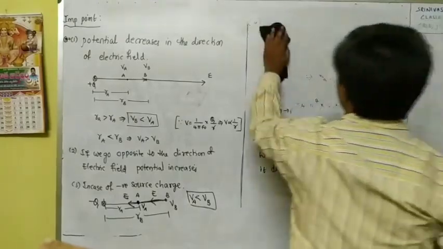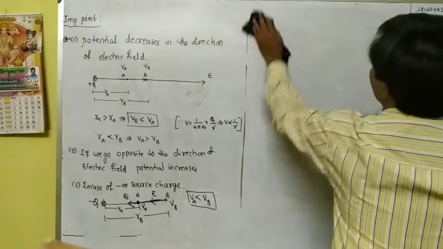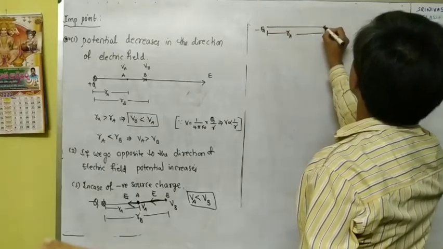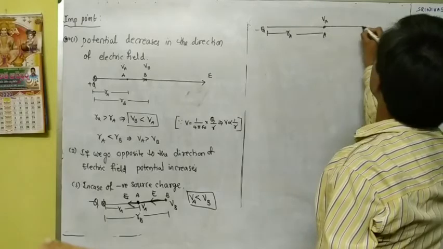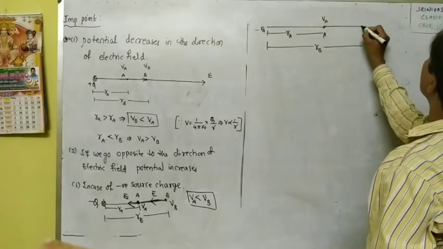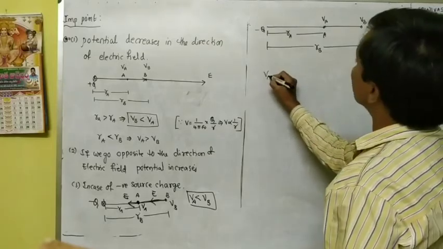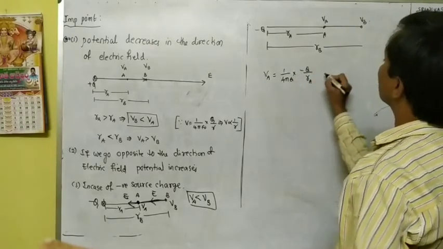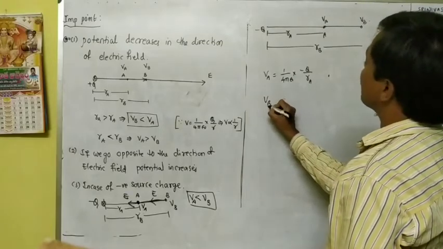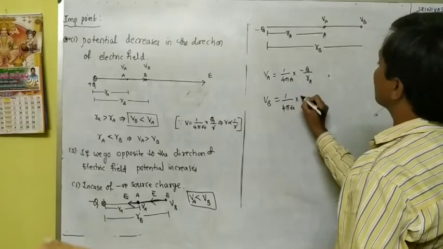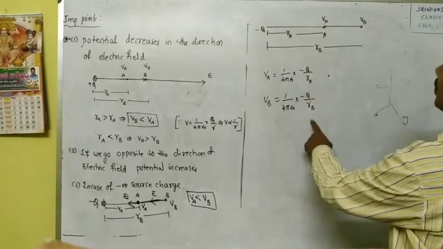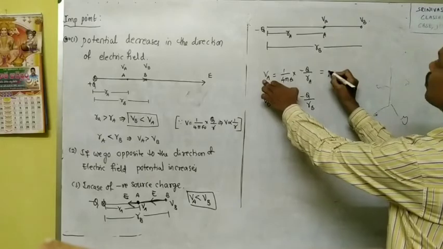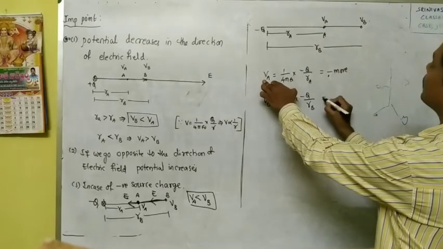And let us see here. This is minus Q charge. This is RA distance, the potential at point A is VA. This is at RB distance, potential is VB. Okay, now what is the formula for the potential at A? 1 by 4 pi epsilon naught into minus Q by RA. Potential at B is 1 by 4 pi epsilon naught into minus Q by RB. Here RB is greater than RA. We know RB greater than RA. RA is less. That's why the VA value is more, that means more negative. Right?